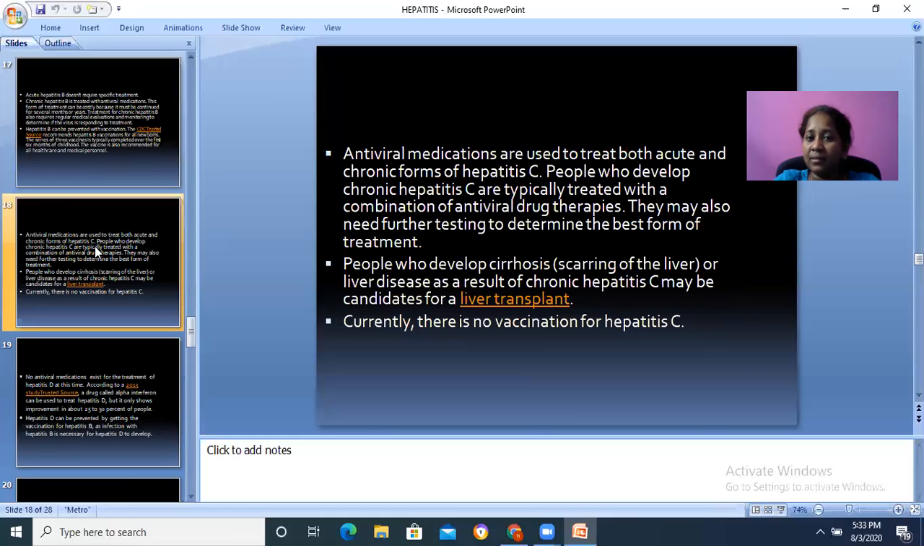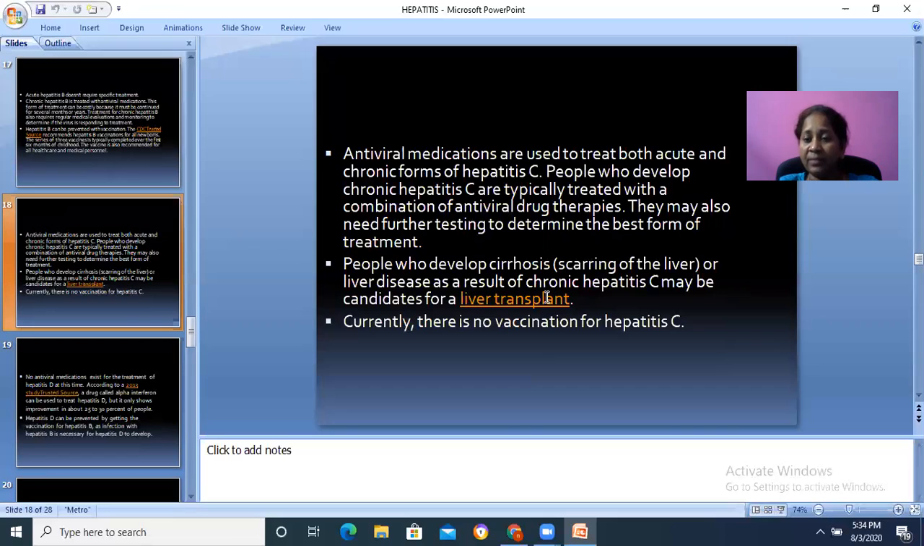Antiviral medications are used to treat both acute and chronic forms of hepatitis C. People who develop chronic hepatitis C are typically treated with a combination of antiviral drug therapies. They may also need further testing to determine the best form of treatment. People who develop cirrhosis, that is scarring of the liver, or liver disease as a result of chronic hepatitis C may be candidates for a liver transplant.